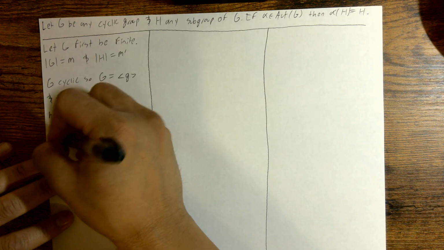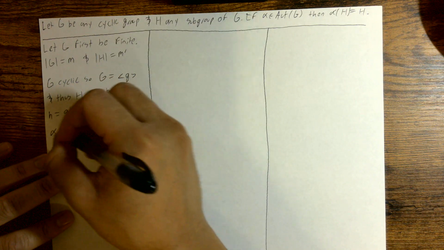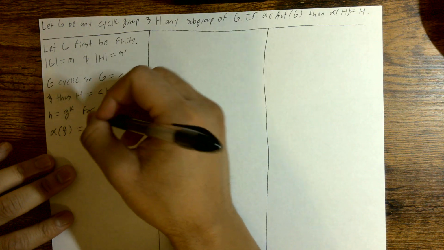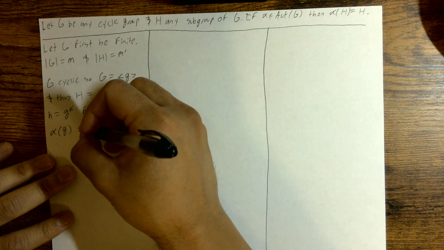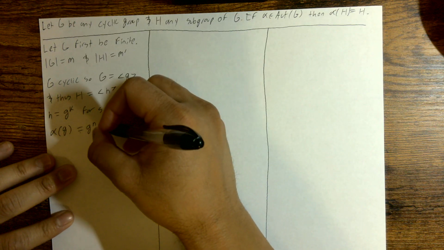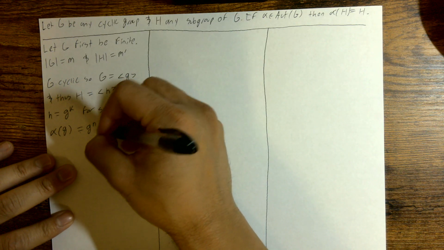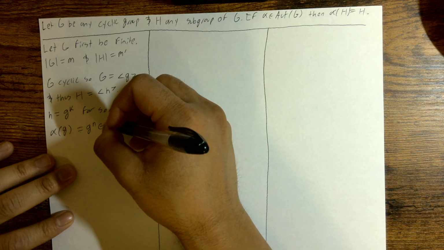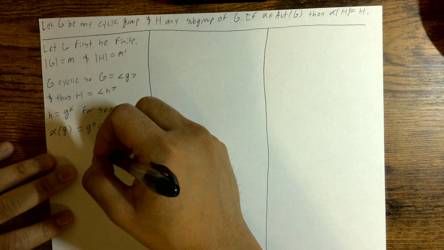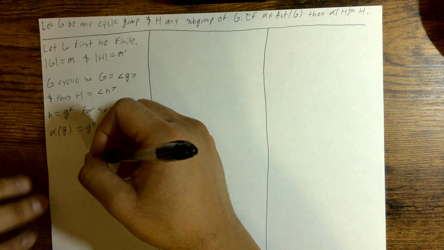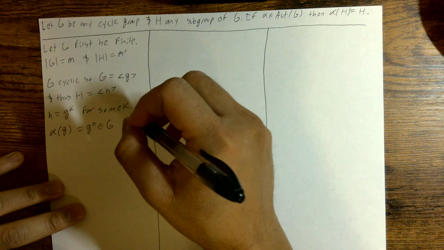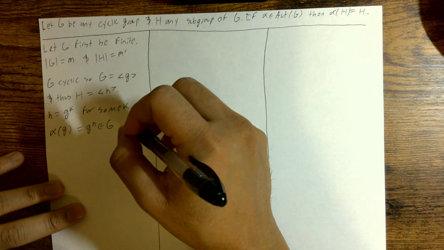We have alpha of g is equal to g to the n, since it belongs to G, which is generated by little g. That is because alpha is an automorphism from G to G.